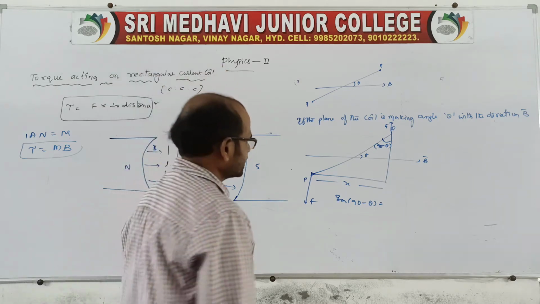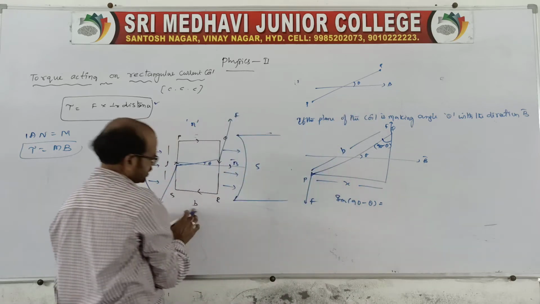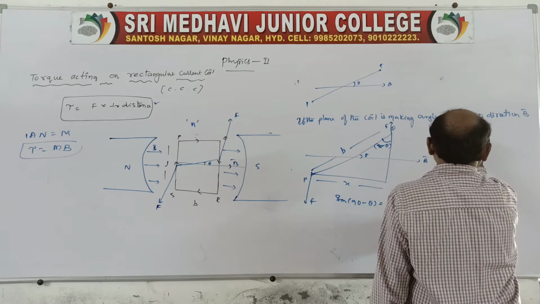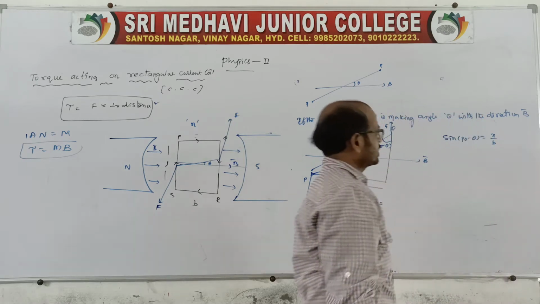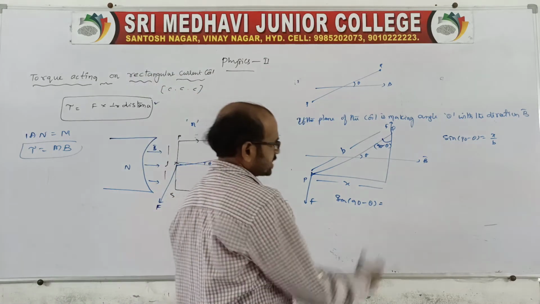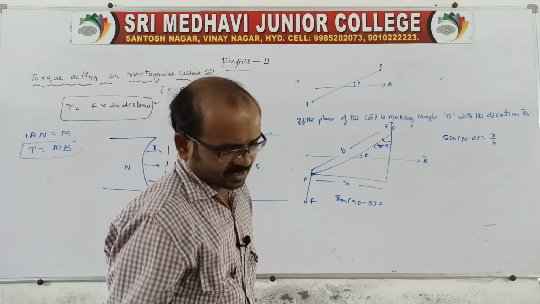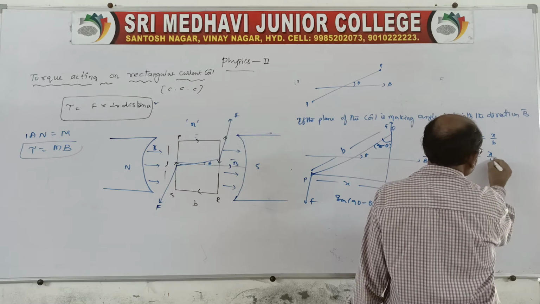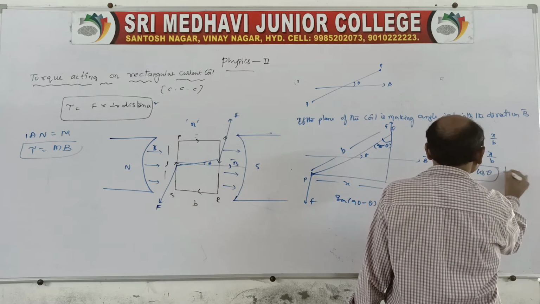Hypotenuse is nothing but what? It is b, the breadth. Look at here. So sine 90 minus theta is equal to x by b, where x is the perpendicular distance. Sine 90 minus theta is nothing but cos theta, right? Therefore cos theta is equal to x by b, so x is equal to b cos theta. This is the perpendicular distance.